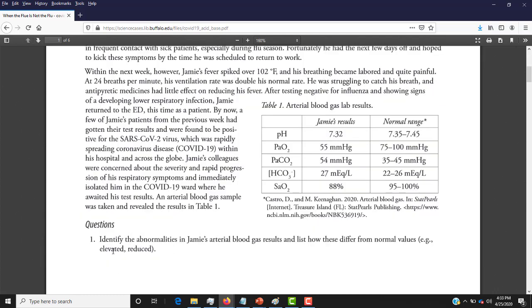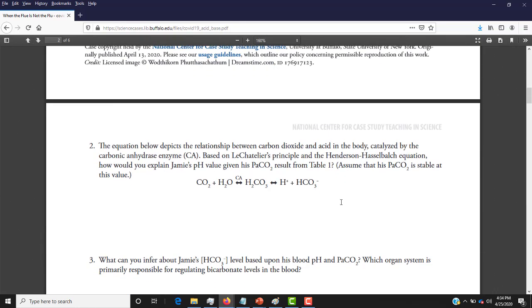So like I mentioned before, question 1 is just identifying what these values are. Are they higher than normal? Are they lower than normal? All right, we'll go on to question number 2.